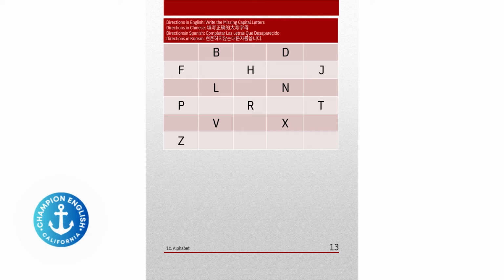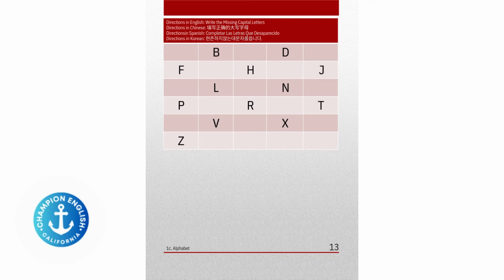Hello, students. And we're still working on the alphabet. Can you say that with me? Alphabet. Okay. Last time we did missing letters. This time we are also doing missing letters. Missing letters. Okay, students. So if I say B, you should say C. If I say D, you should say E.